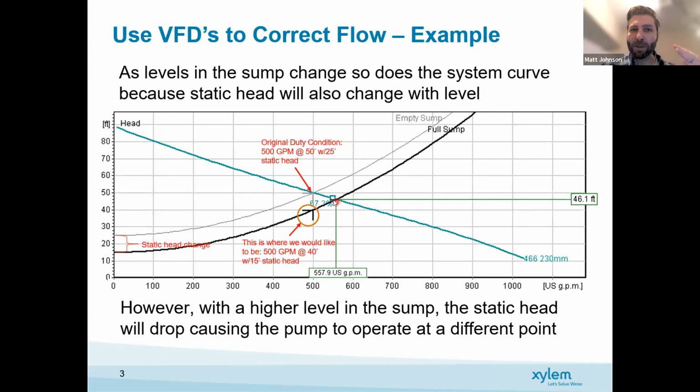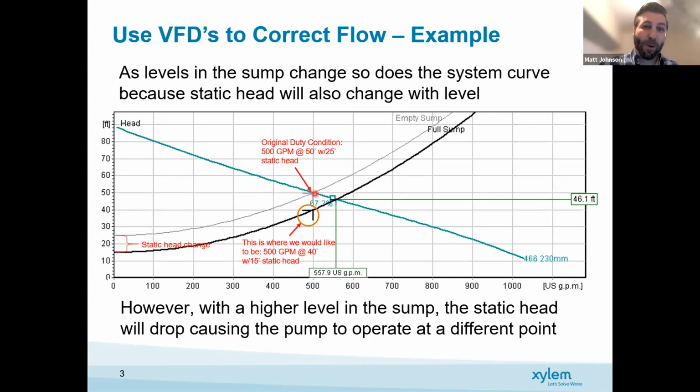So at a high, full sump, you'll have a lower duty point, and so lower head, more flow. And as the water level in your sump drops, then you'll be pumping it higher up and your flow will reduce. It'll shift over to this other point.